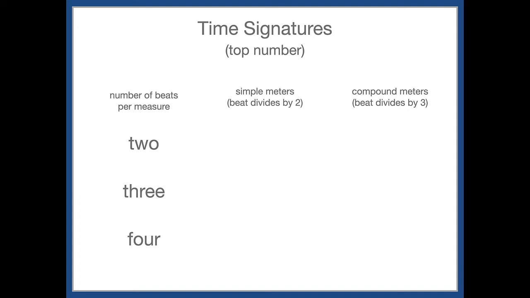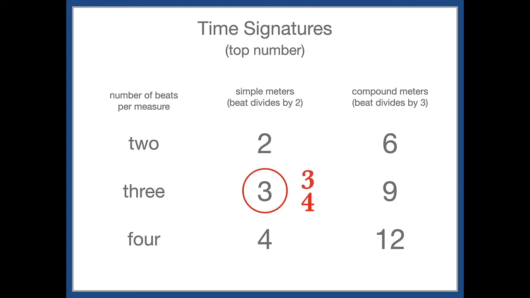So, if the top number of your time signature is 2, 3, or 4, that means you have a simple meter with 2, 3, or 4 beats per measure. But, if the top number of your time signature is 6, 9, or 12, that means that you have a compound meter with 2, 3, or 4 beats per measure. So, 3/4 time is an example of a simple meter with 3 beats per measure, whereas 6/8 time is an example of a compound meter with 2 beats per measure.